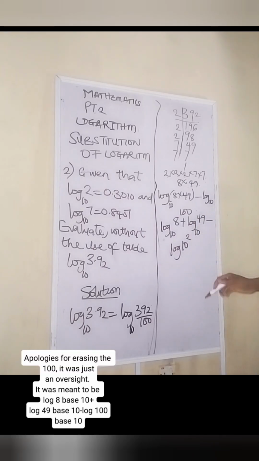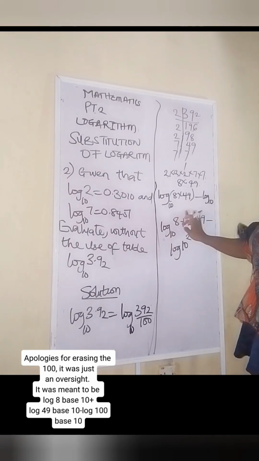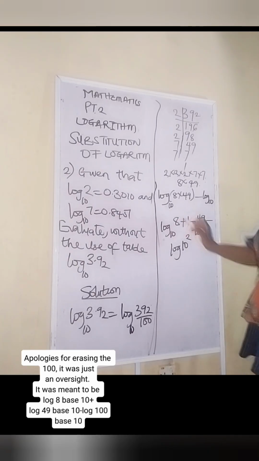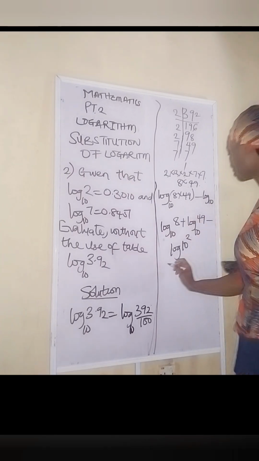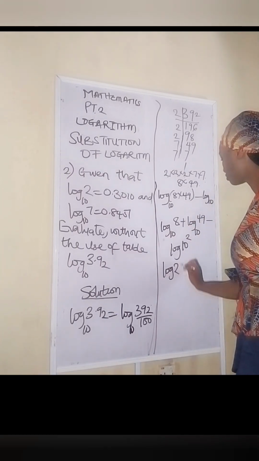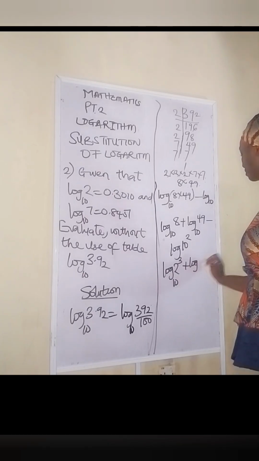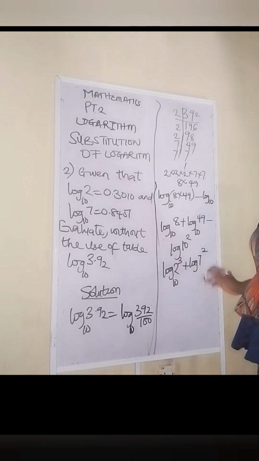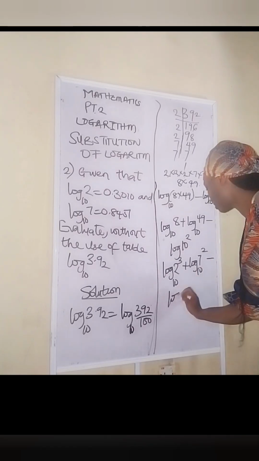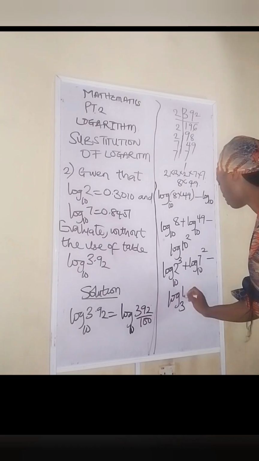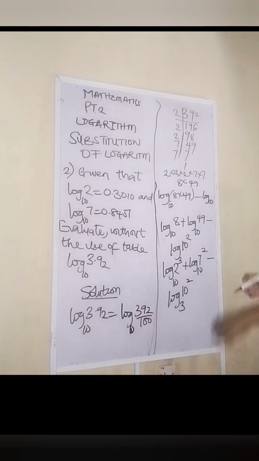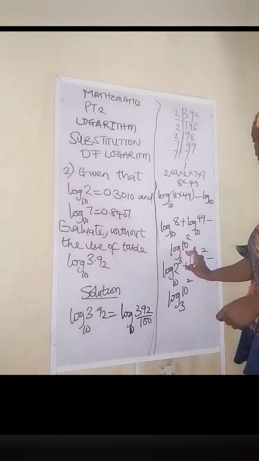Alright, so now what gives us 8? 2 in 3 places. So that's log 2 raised to power 3 base 10 plus, what will give us 49? 7 in 2 places. Okay, gives us 49, base 10 minus, so this one is already there, so we don't need to change it. 10 raised to power 2. Okay, sorry, it's base 10. Yeah, this is base 10.